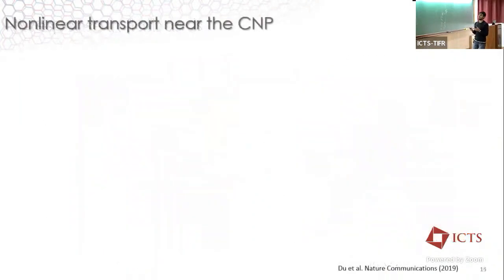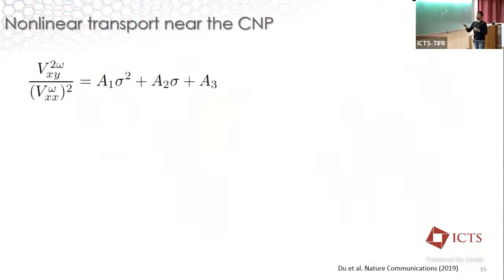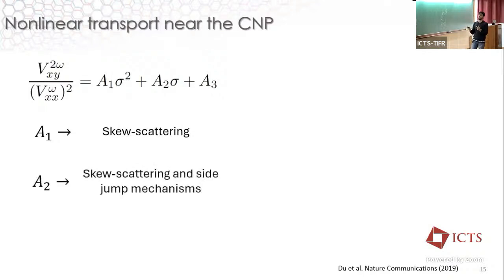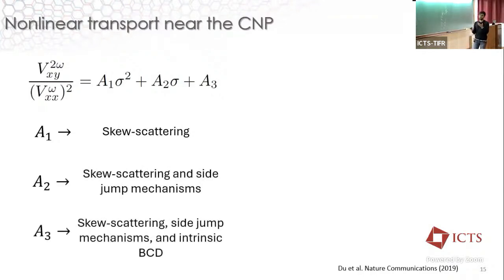To do that, the best and known way is to get a relation between the normalized Vxy 2-omega, normalized by the linear component of voltage squared, as a function of the first-order conductivity, sigma. Of these different coefficients, A1 corresponds to skew scattering, A2 corresponds to skew scattering and side jump, and A3 not only includes the scattering mechanisms, but also the intrinsic Berry curvature dipole. Now, experimentally, how do we get that?